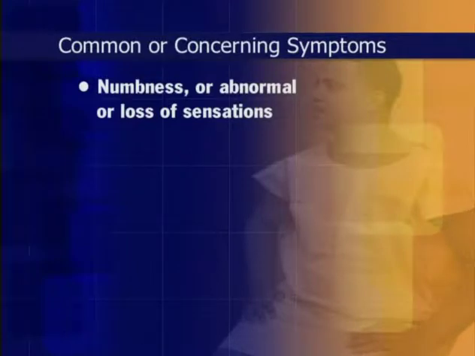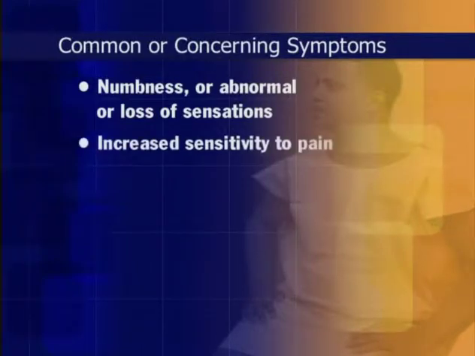In either case, you'll record the patient's chief complaint along with common or concerning symptoms. Common or concerning symptoms relating to the nervous system and specific to the sensory system and reflexes include numbness or abnormal or loss of sensations, and increased sensitivity to pain. By eliciting the patient's concerns before the examination, you prepare for an examination that is efficient and productive.